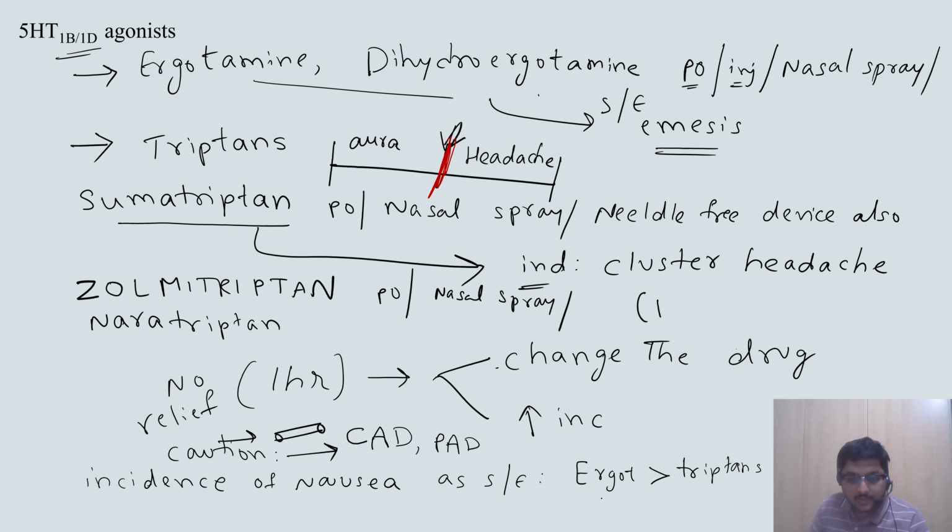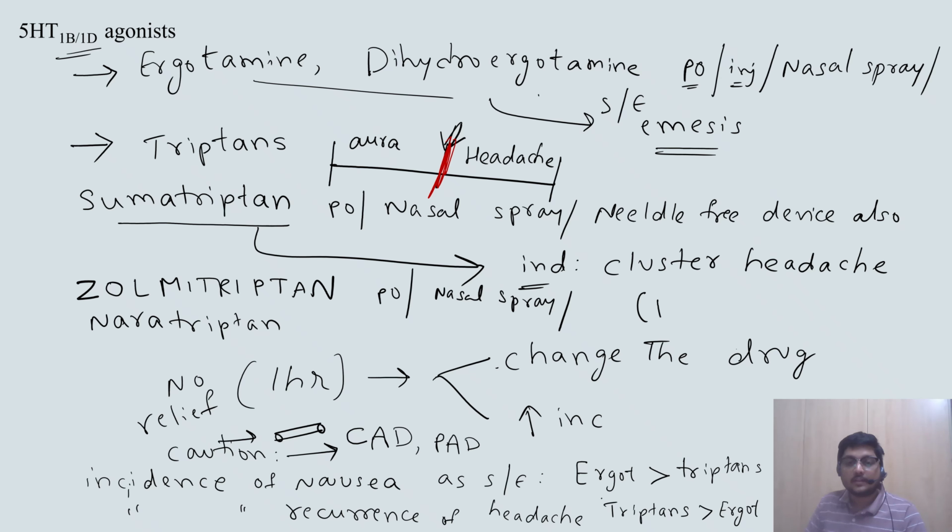And coming to the incidence of recurrence of headache, here triptans are not better than ergotamine. Triptans will cause more recurrence of headache. Ergo compounds are better. Triptans will cause more and more recurrence when compared to ergotamine and dihydroergotamine.